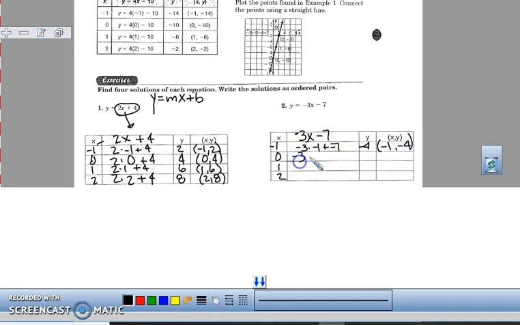I'm going to plug in the next one, negative 3 times 0 minus 7. So that's 0 minus 7, that is negative 7. So 0 for x, negative 7 for y.